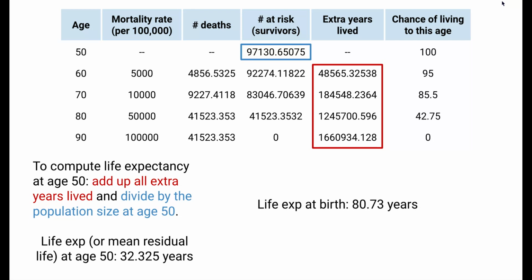Note that this is not the same as life expectancy at birth minus 50 years. This distinction is important for life planning, usually for finances at older ages.